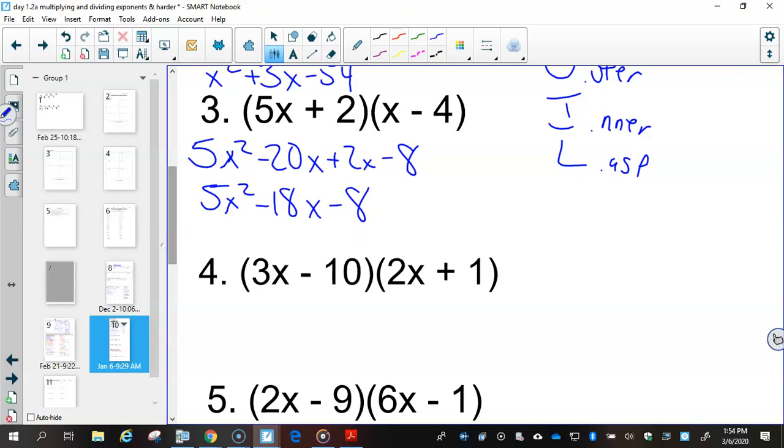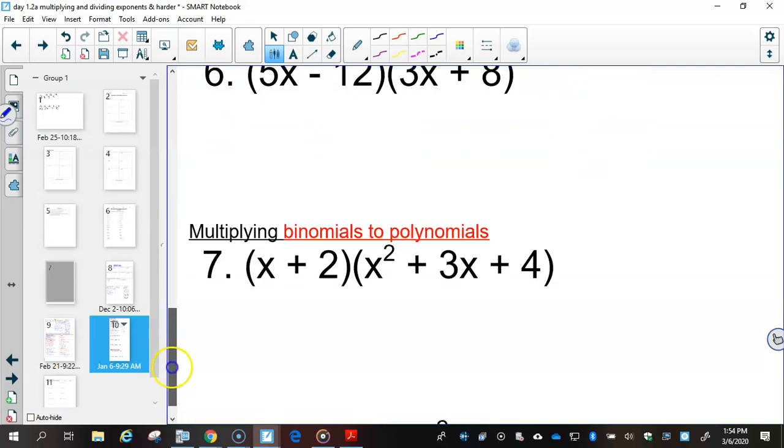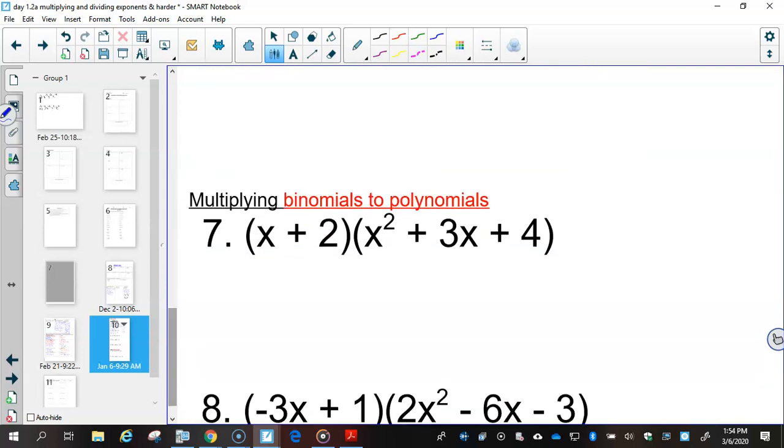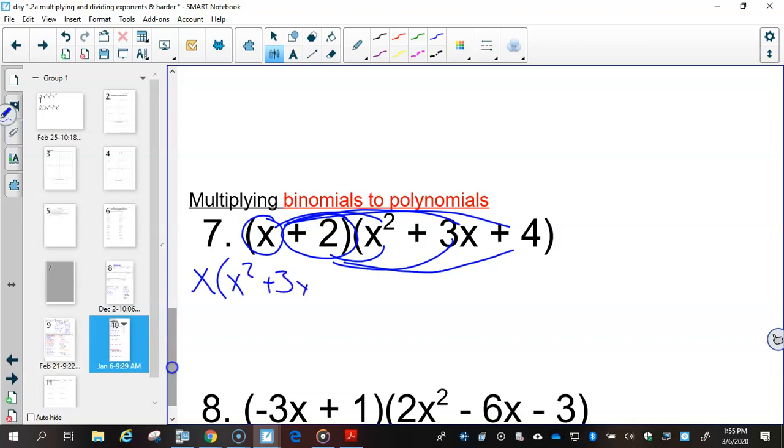Okay. Now, at the bottom of this page, there are multiplying binomials to polynomials. So I just want to show you one of those. In these cases, you are multiplying, distributing just like you were before. So you're multiplying x to everything inside. Plus 2 to everything inside.